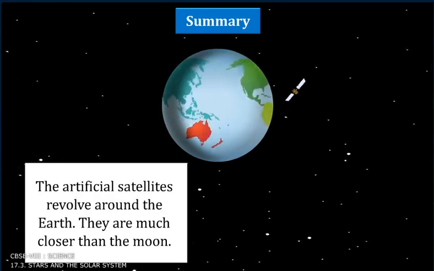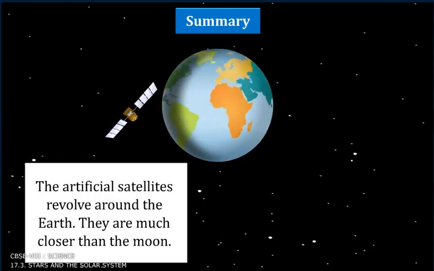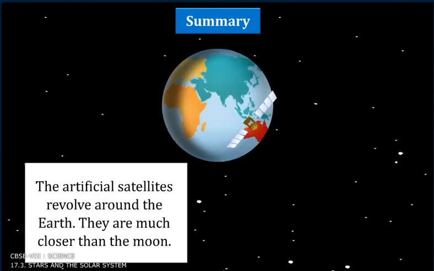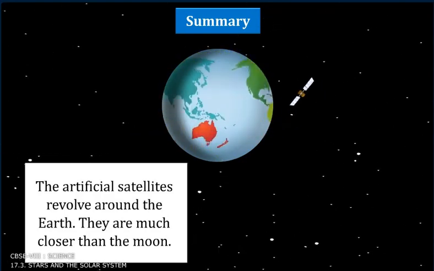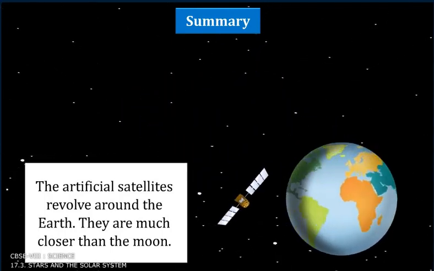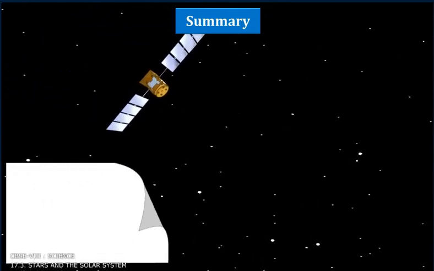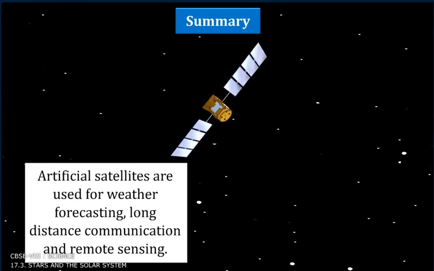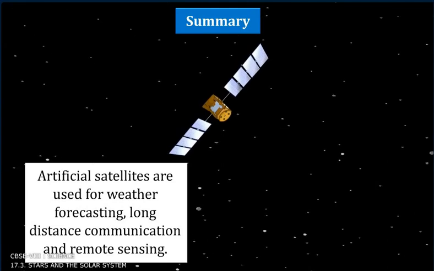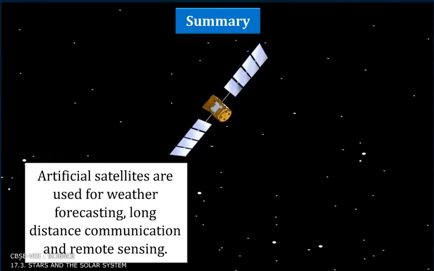The artificial satellites revolve around the Earth. They are much closer than the Moon. Artificial satellites are used for weather forecasting, long distance communication, and remote sensing.